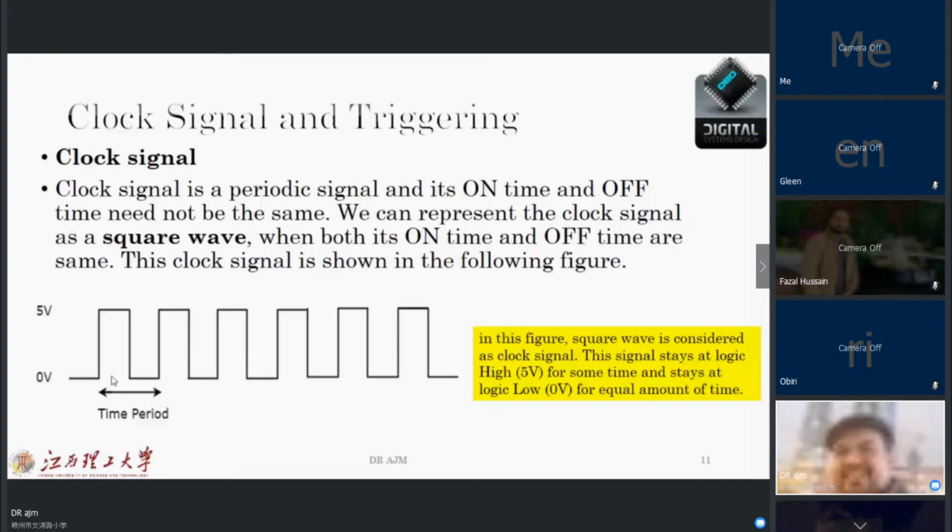As you will see in this figure, the square wave is considered as a clock signal, and this signal stays at logic high or 5 volts for some time and stays at logic 0 or 0 volts for an equal amount of time. Equal amount of time means that the on and off times are the same, or the time period is the same. Or if I want to tell you in terms of PWM, it's 50%. 50% on, 50% off.